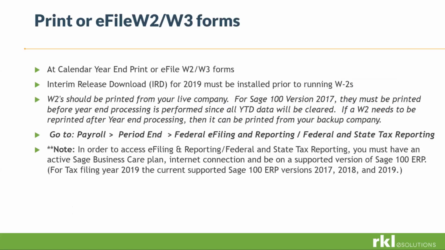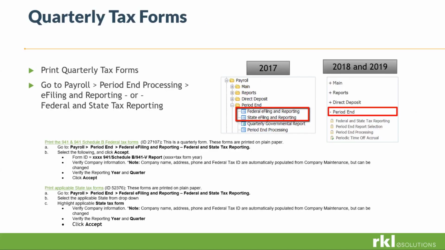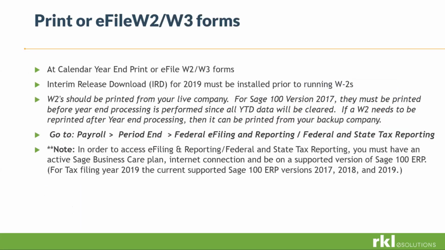So at the calendar year end, you'll either print or electronically file your W-2 forms through the period end menu, federal and state tax reporting. Your IRD will have been installed first. And the W-2s should be printed not from your backup company, but from your live company.